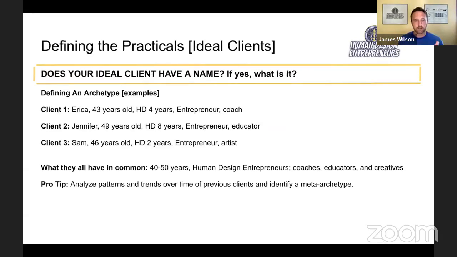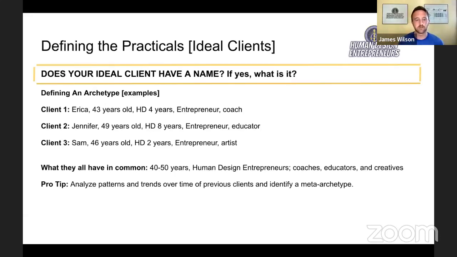This is an example of defining your archetype. So here's three clients, Erica, Jennifer, and Sam. Erica's 43 years old. She's been doing human design for 4 years. She's an entrepreneur and a coach. Jennifer's 49 years old. She's been doing human design for 8 years, an entrepreneur, and she is an educator. And then Sam, he's 46, human design for 2 years, entrepreneur and artist.